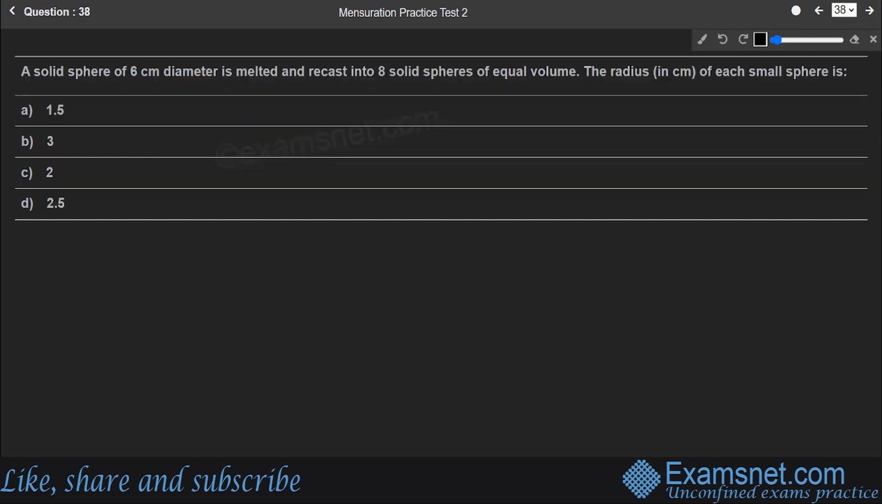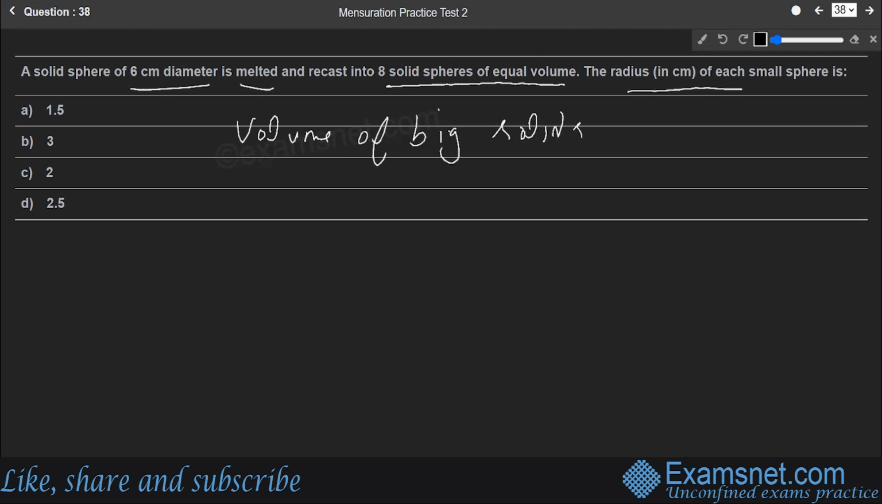Now, a solid sphere of 6 centimeter diameter is melted and recast into 8 solid spheres of equal volume. The radius of each small sphere is. So we first need to find the volume of each sphere. That can be found by the volume of the complete solid sphere divided by 8. And from the volume of the small solid sphere, we can find the radius using the formula. So let us quickly do it. First, the volume of the big solid sphere.